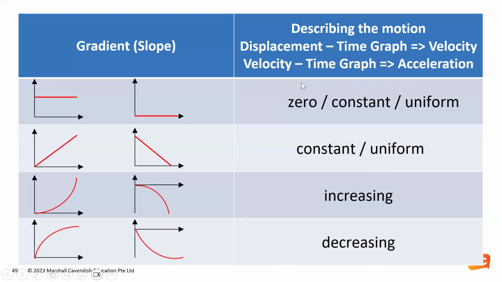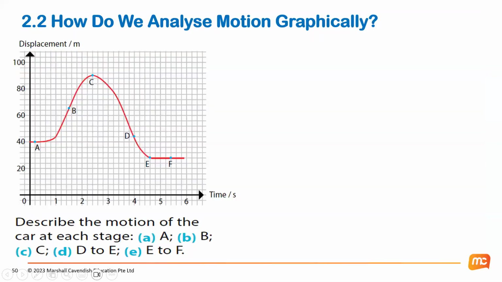Okay, let's take a look at more worded examples. Okay, this is a displacement time graph. Describe the motion of the car at each stage A, B, C, D to E, and E to F. Okay, you may pause the video at this point to think about the answers. I'm going to go through the answers now.